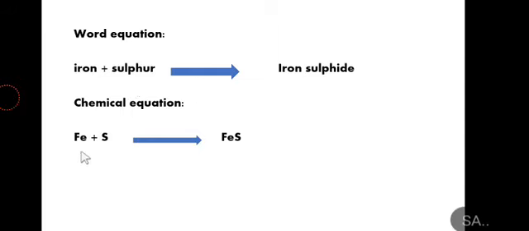And here is the chemical equation. We use the symbol Fe, ferrum, for iron, and for sulfur we use S, and this makes iron sulfide, so its chemical formula is FeS. This is a balanced equation, as the number of atoms is the same on both the product side and the reactant side. One iron and one sulfur atom are there. If nothing is visible, then no coefficient is there, which means one is present.